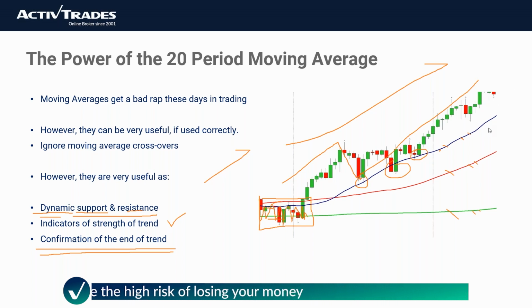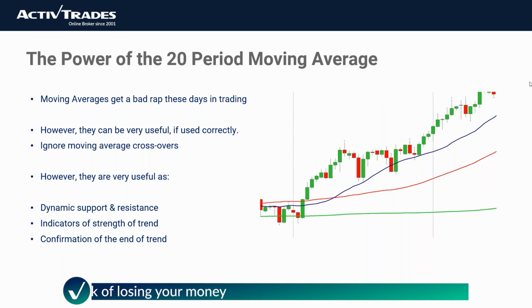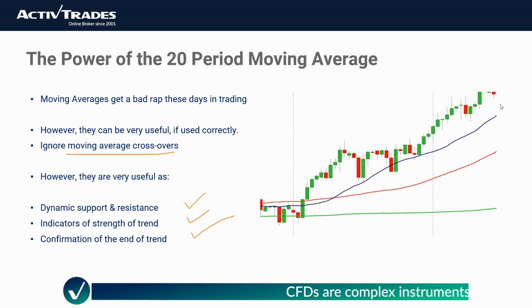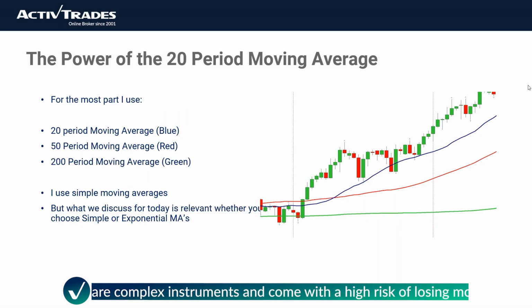So, as I said, they get a bad rap because people try to use them for moving average crossovers, whereas in fact there are different ways to utilize them, and they can be very, very helpful for a trader if you know how to utilize them. As I alluded to earlier, I tend to use a 20-period simple moving average, a 50-period red, and a 200-period green. I just use simple moving averages.